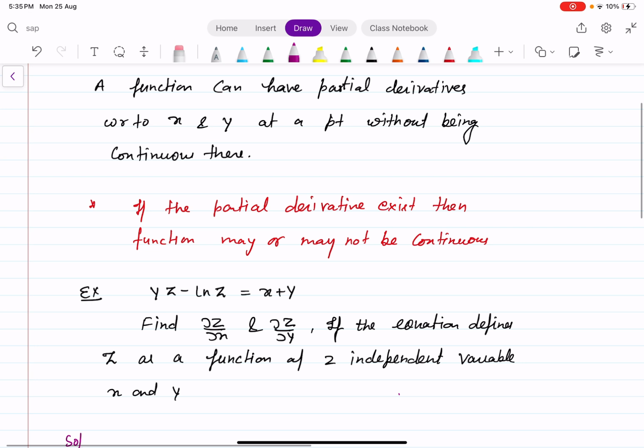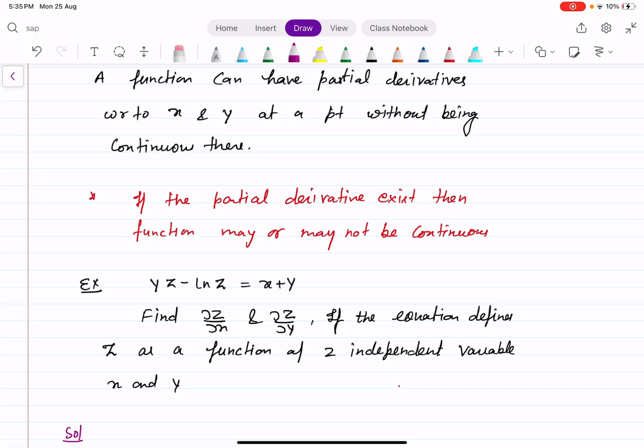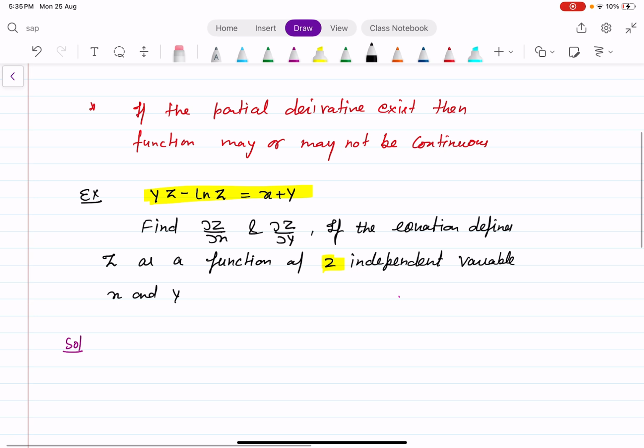Let's do one example now. yz minus ln z equal to x plus y. Then compute the value of del z over del x and del z over del y if the equation defines z as a function of two independent variables. Here it is given that z is a function of x and y, then compute del z over del x and del z over del y.